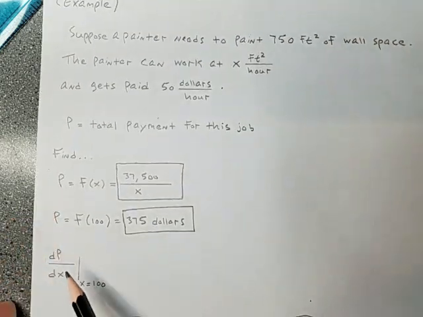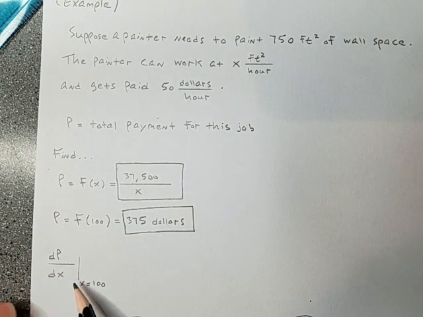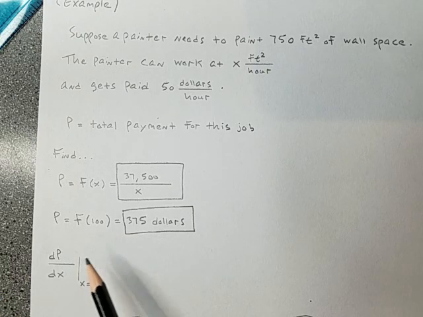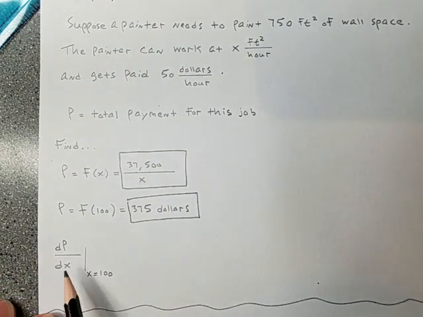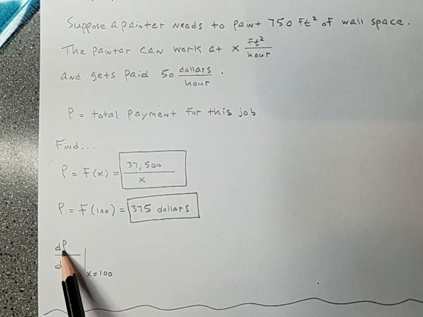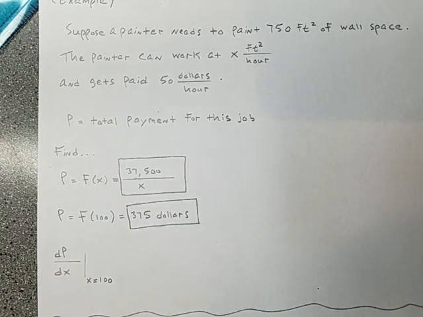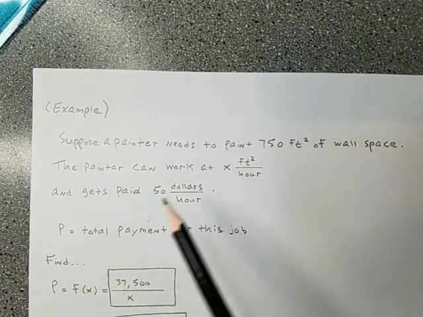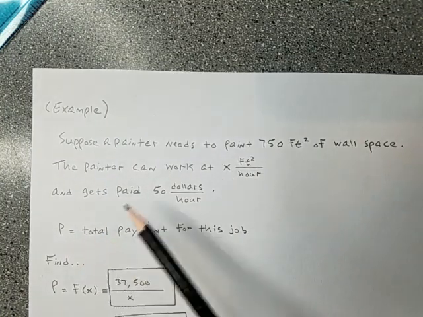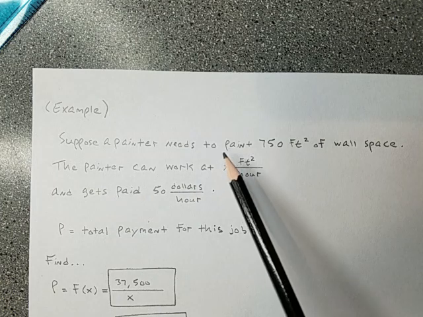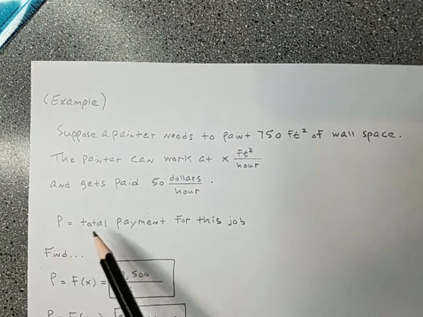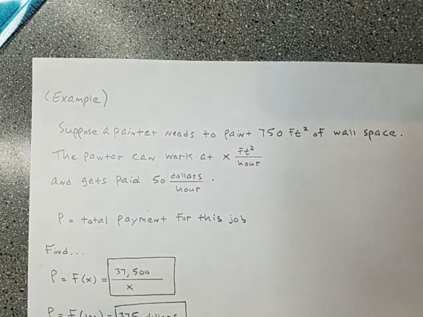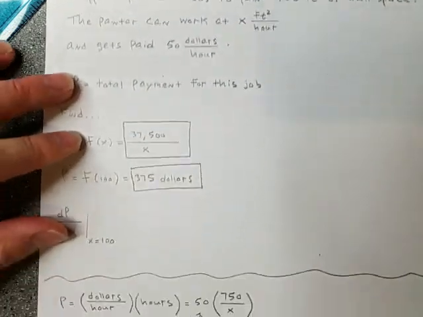So yes, the faster you work, the less time it's going to take you and the less your total payment is going to be. So if X is going to go up, P is going to go down. That's just the nature of this function. It's just the nature of the situation. If X goes up, P goes down. The faster you work, the less that you're going to get paid, all right, to finish this job. Now, so let's do this.